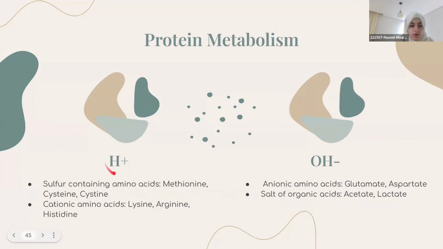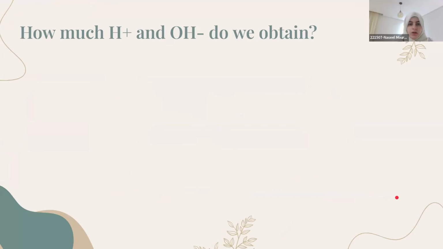Okay, so generally for hydrogen, it's the sulfur-containing amino acids like methionine, cysteine, and cystine. Also, the cationic amino acids, so lysine, arginine, and histidine. For the hydroxide, you have the anionic amino acids like glutamate and aspartate, and the salts of organic acids like acetate and lactate. Okay. So how much hydrogen and hydroxide do we obtain?